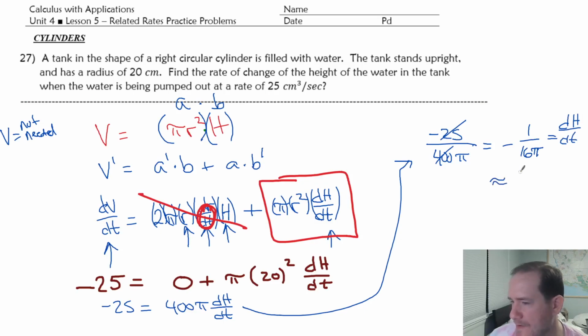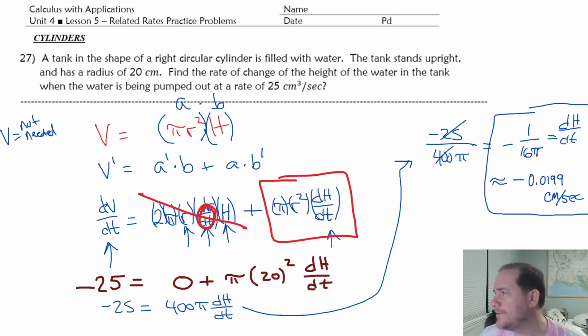So do that and then give me a decimal to go with it. So 1 divided by 16 pi, I'm getting 0.0199. And again, just include your units. Since this is the rate of change of the height, it'll be plain old centimeters per second. And there's everything for that one.